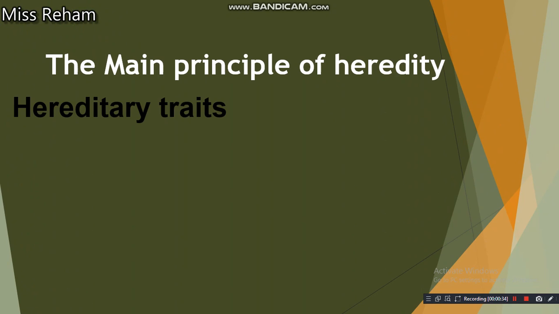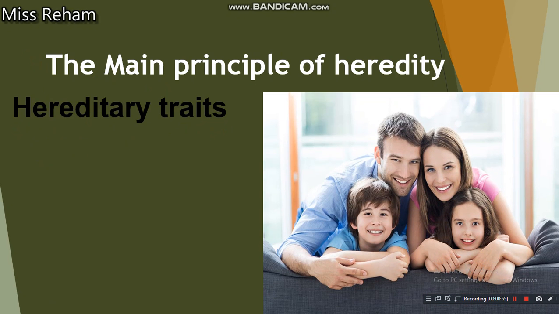The first type is hereditary traits. What's meant by hereditary traits? Hereditary traits are traits that are transmitted from one generation to another. How? Like in this picture.